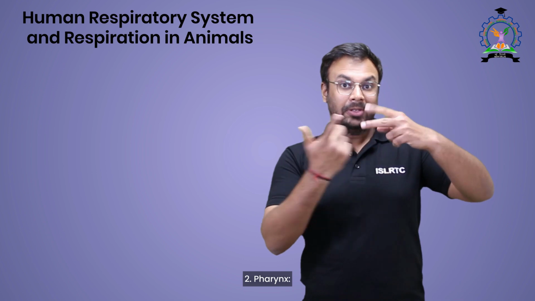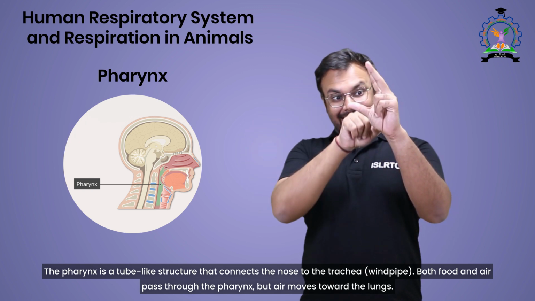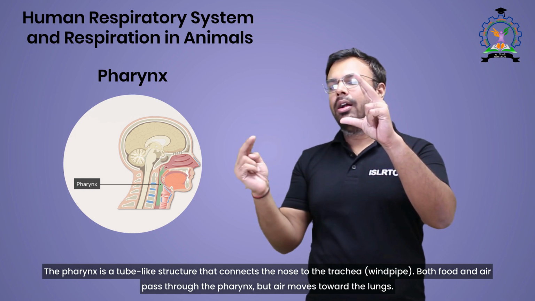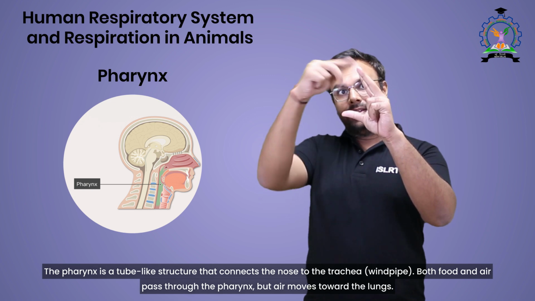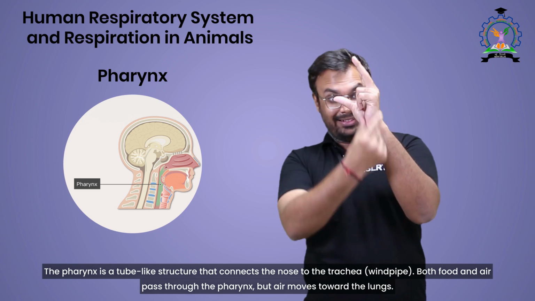2. Pharynx. The pharynx is a tube-like structure that connects the nose to the trachea, windpipe. Both food and air pass through the pharynx, but air moves toward the lungs.